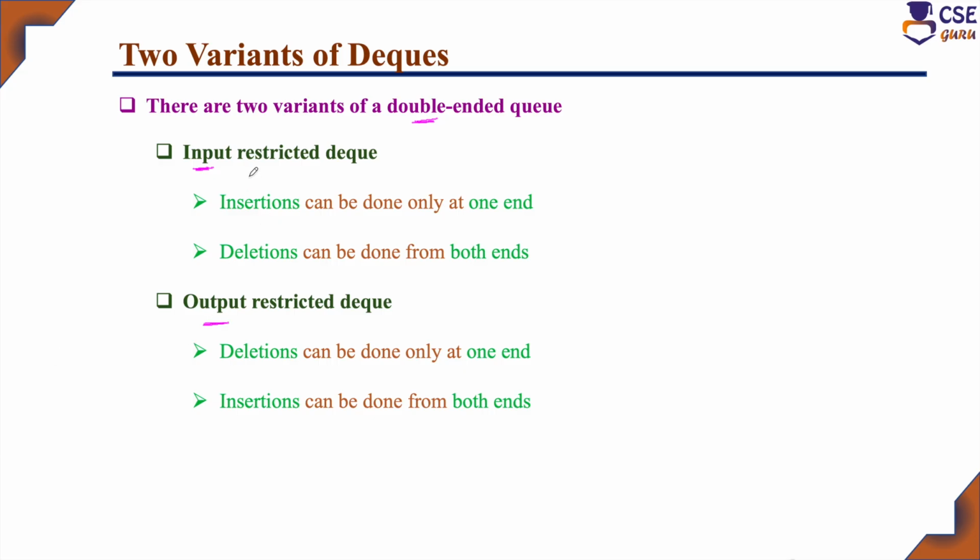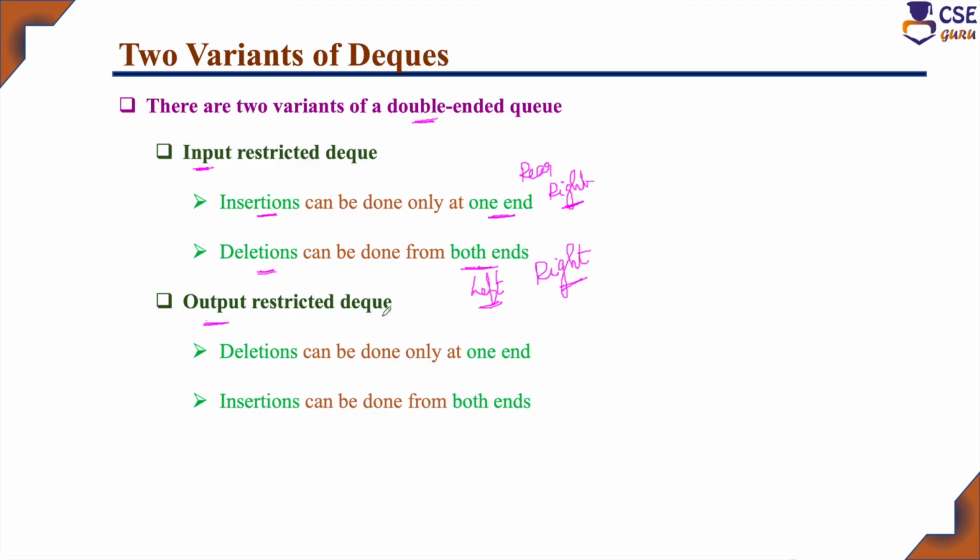So what do we mean by input restricted Deque? Here insertion is restricted. Insertion will be done at only one end, the rear end, that is the right pointer end. But deletion will happen at both ends. At both the left pointer location as well as the right pointer location, we can delete the elements. But insertion is restricted here. Only at the right end does insertion happen, that is the rear end.